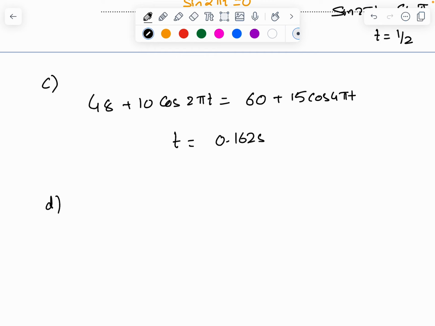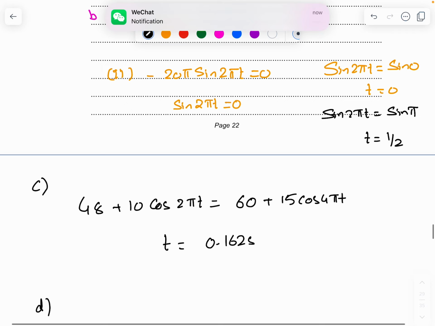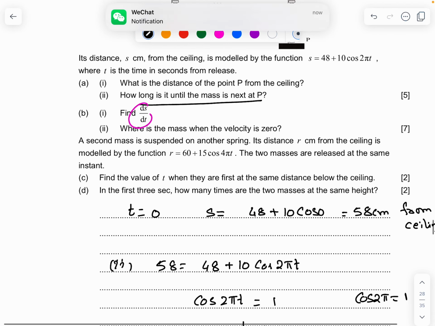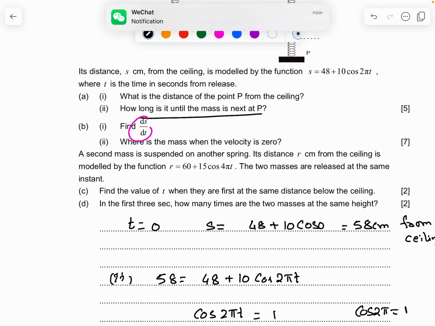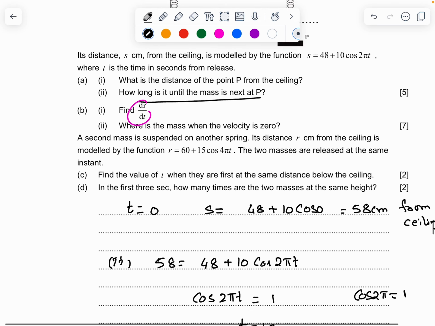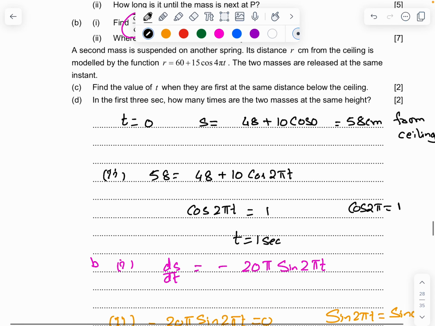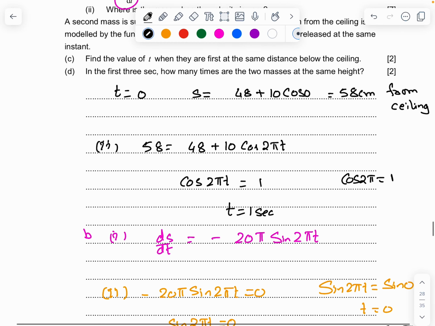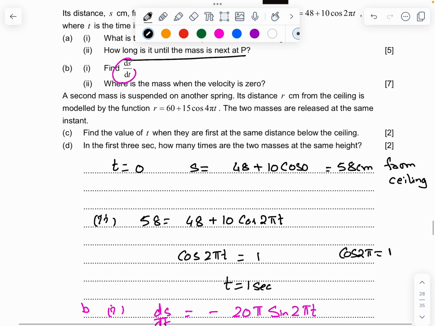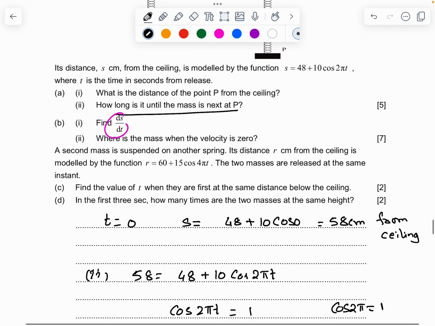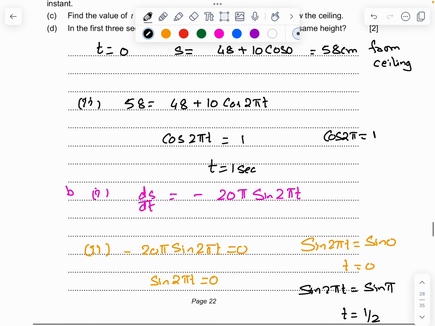So how should I be able to solve it out? Part D. What is part D? In the first 3 seconds, how many times will the two masses be at the same height? In the first 3 seconds, how many times will they be at the same height? So how should I be able to do that?